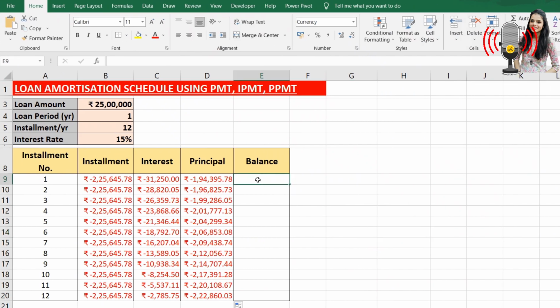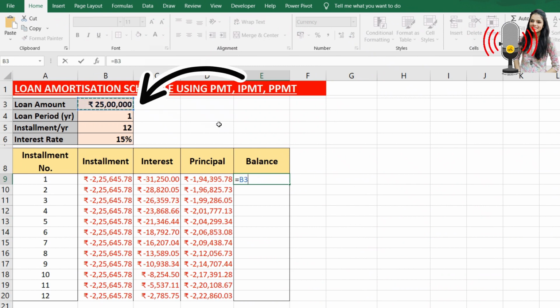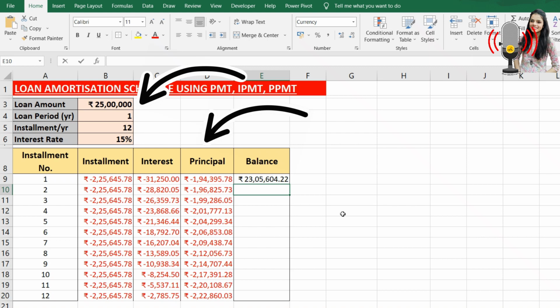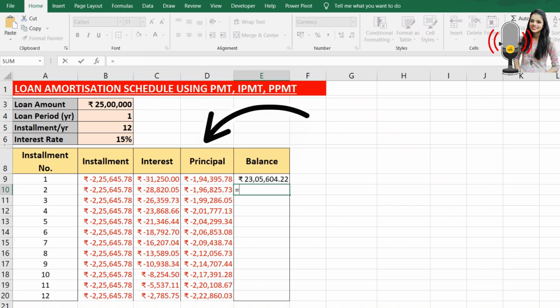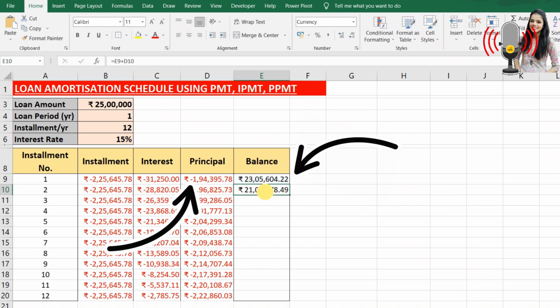Now to calculate the balance, use the sum formula: plus the loan amount plus the principal. Why are we adding this? Because it's already in negative. Enter. Similarly, the next would be the balance of the previous period, add principal. And now copy it.